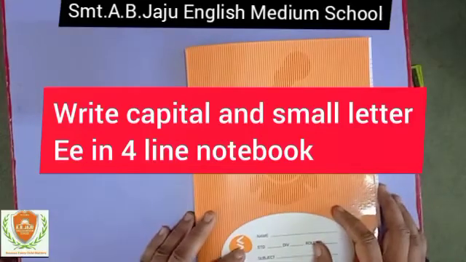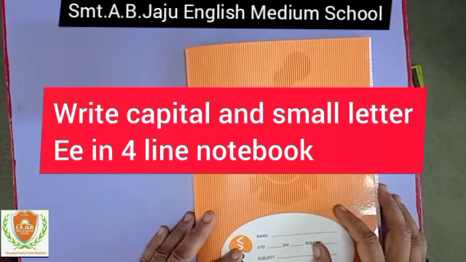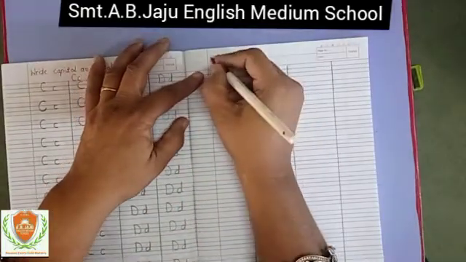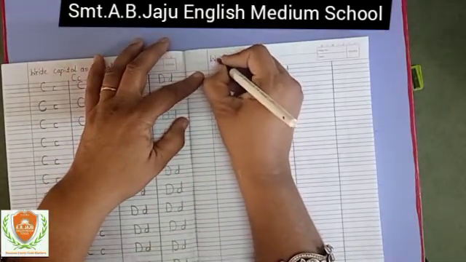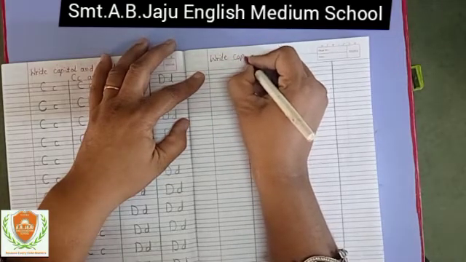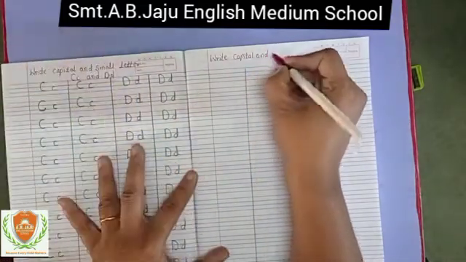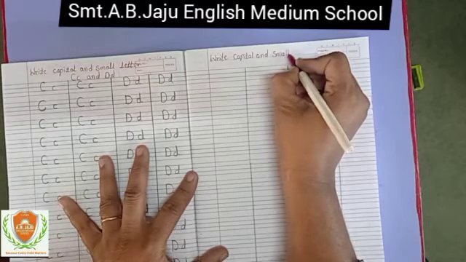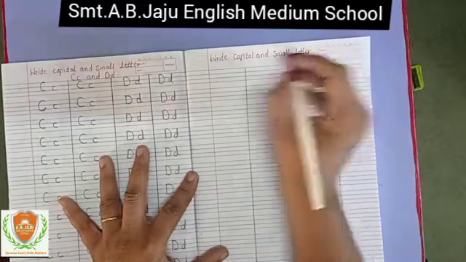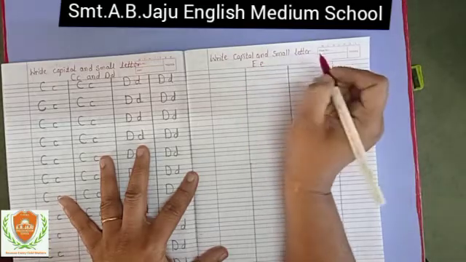Now student, today we are going to write in the 4-line English notebook capital and small letter E. Okay. Now open the notebook. Here you have to write down, write capital and small letter. Now today we will write down capital E and small e.